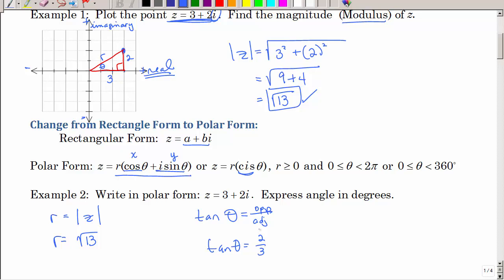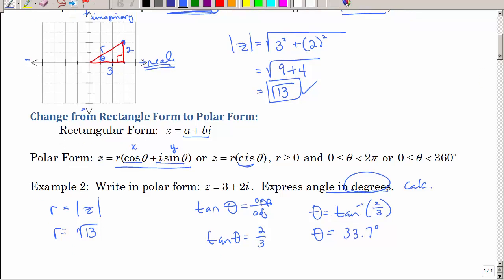Or the i part over the real part, or the y over the x, just like we have defined it many times. Right? So now, since we want our angle in degrees, you want to pick up your calculator, make sure it's in degree mode, and we're going to say theta is the inverse tangent of 2/3. And you can round on your calculator. I believe I got 33.7 degrees.